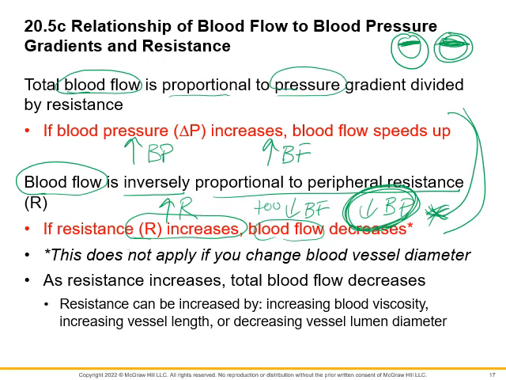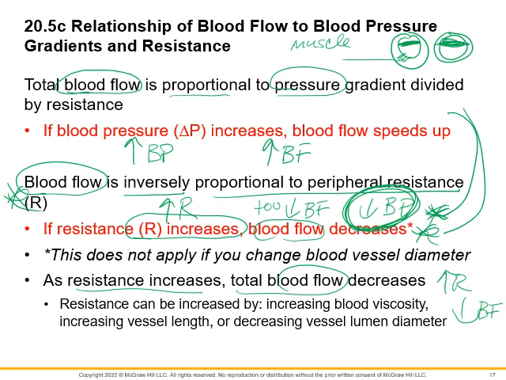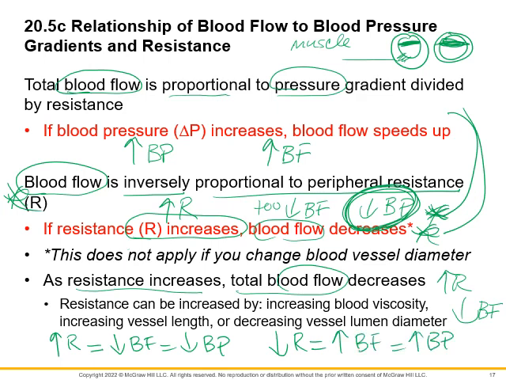But we can vary, because we have muscle here, we can do vasoconstriction and vasodilation. So if I open the tube or close the tube, that is going to change the resistance and the blood pressure. So as resistance increases, total blood flow decreases. So increased resistance equals decreased blood flow, decreased blood pressure. If I decrease the resistance, that equals increased blood flow and increased blood pressure.